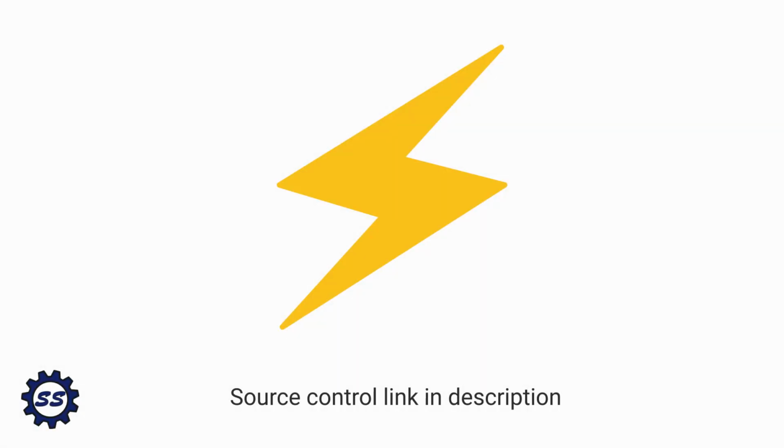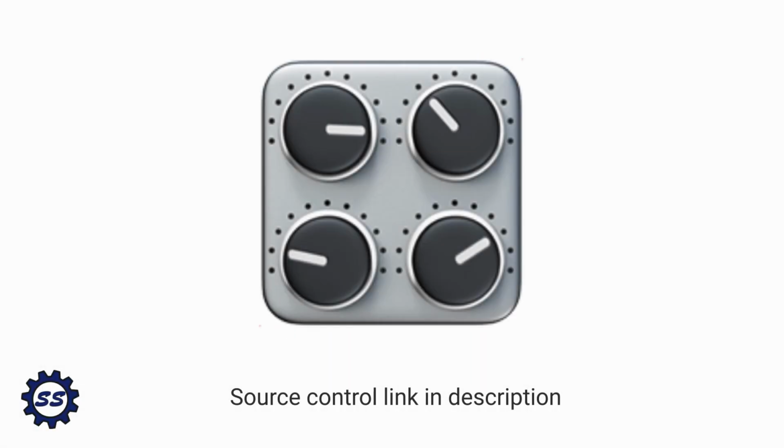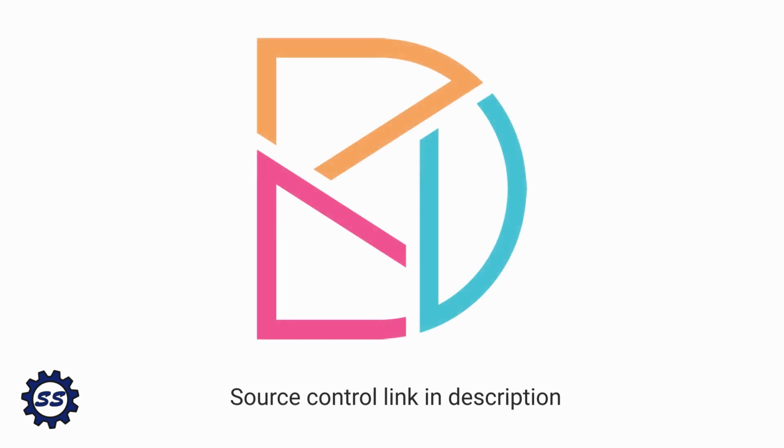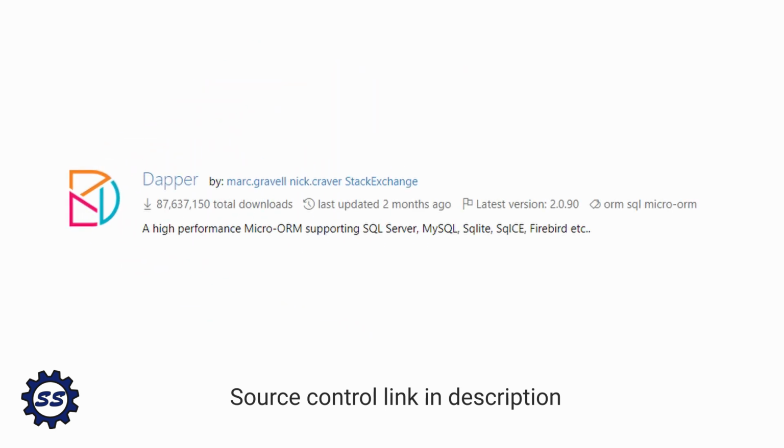Do you want faster execution of SQL queries? Do you want maximum control over how your SQL queries are written? Do you want a simpler experience when working with an object relational mapper? If you answered yes to any of these questions, you might want to consider using Dapper, which is a package in the .NET ecosystem that is classified as a micro-object relational mapper.